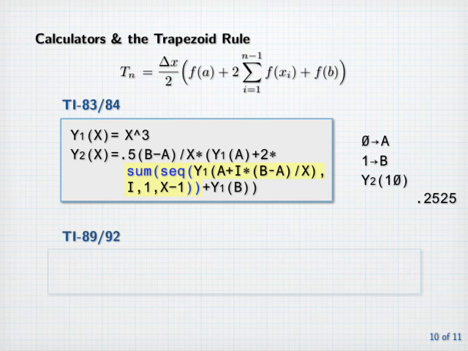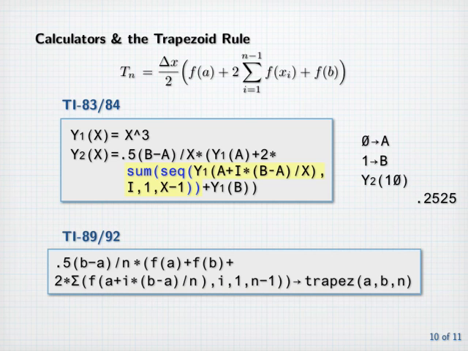On a TI-89 or 92 calculator, we can essentially just enter the formula and store it as a function of a, b, and n. Here we're storing it as a function called trapeze, and now to use this we'll need to define the function f. So let's say we store x cubed as f of x, and then we type trapeze of 0, 1, 10 with those commands separated by a colon, and we get the trapezoidal rule approximation to the integral from 0 to 1 of x cubed dx using 10 subintervals.